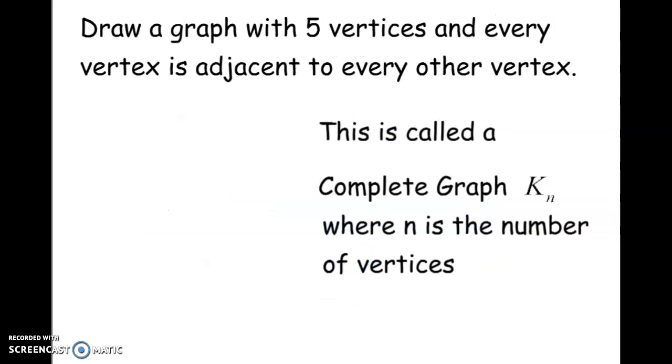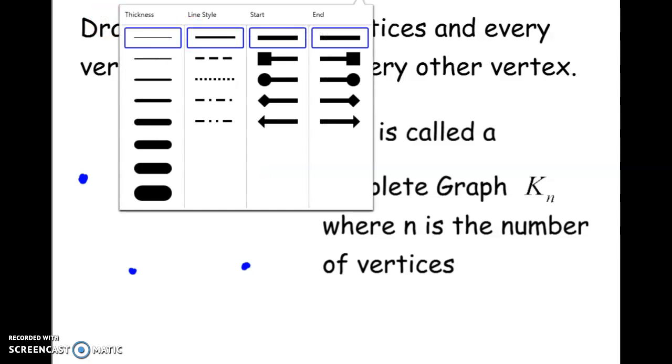Draw a graph with 5 vertices where every vertex is adjacent to every other vertex. All right, so let's go ahead and put some dots out. 5 dots to represent your 5 vertices. If you want to name them, you can, or you can just make them dots. And then what we want to do is connect each of these dots to each other.